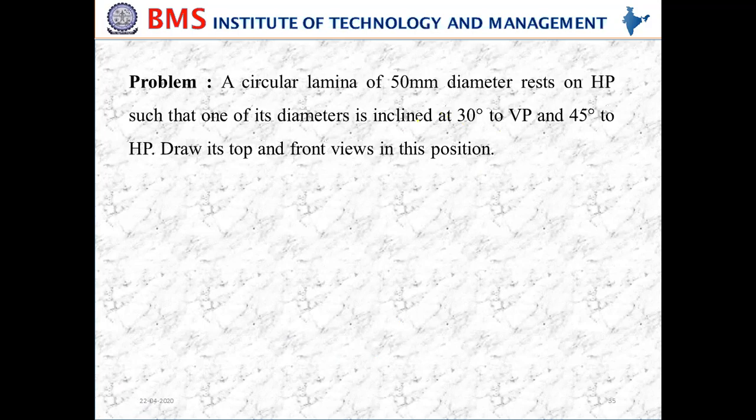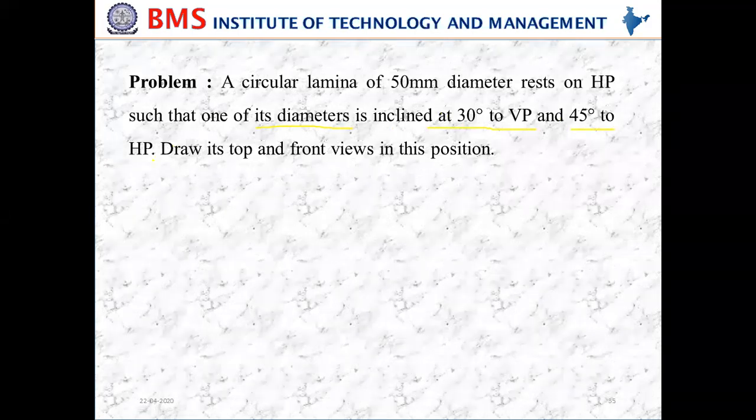One of its diameters is inclined at 30 degrees to VP and 45 degrees to HP. When we say the diameter is inclined 30 degrees to VP and 45 degrees to HP, where does the diameter lie? The diameter lies in the circular lamina itself only, no? So it means that the lamina inclination is given with 30 degrees to VP and 45 degrees to HP. So the lamina is inclined to both.